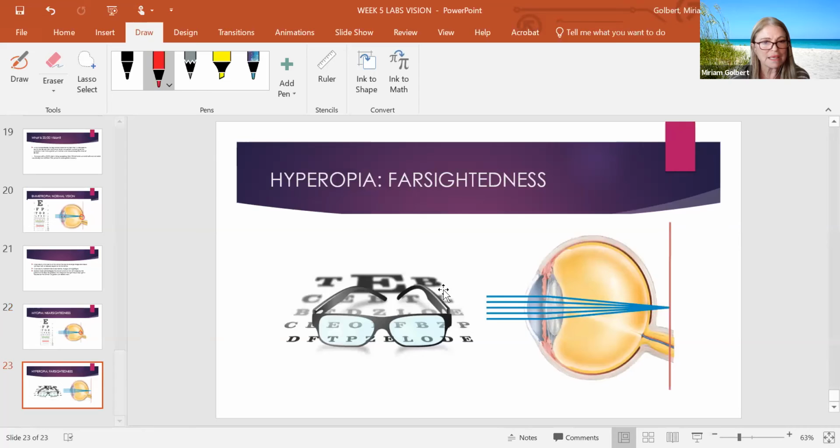So the next one is hyperopia. So now this is called farsightedness, and you can see where the image is formed now, right? It is behind the retina. So that's why it's called farsightedness. You're forming the image behind, all the light rays are converging, but they're not converging on the retina, they are converging behind it. So for both conditions, farsightedness or nearsightedness, you need corrective glasses, right?